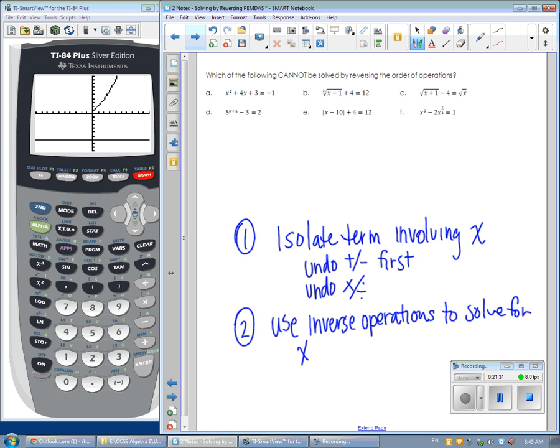Okay, and then the last thing you want to remember, if you start off with an even power, use a plus or minus.